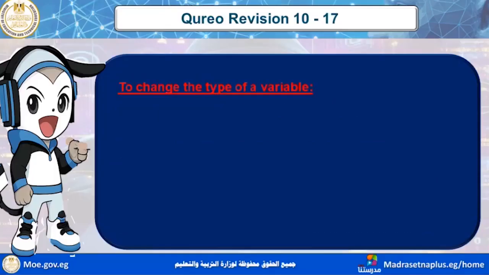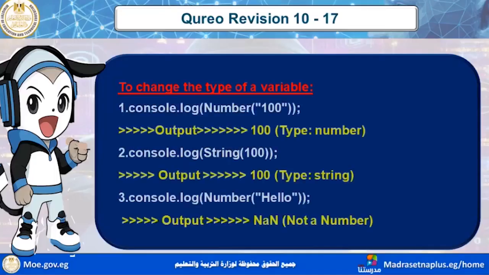To change the type of the variable, we can use console.log Number of 100. The output is here, and the result is a number. console.log String of 100 outputs the type string and the result of 100. And console.log Number of "hello" outputs NaN here, because it is not a number, so the result is NaN.